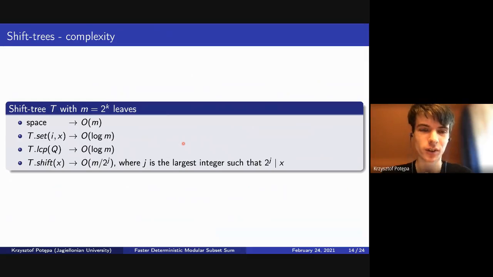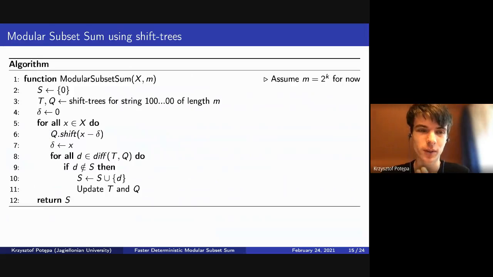So let's see how to use this data structure to solve modular subset sum. First, the generic algorithm. We keep two data structures, T and Q. Both are built for the characteristic vector of S. T stores just the characteristic vector of S, while Q stores some cyclic shift of this characteristic vector. More precisely, we'll keep the invariant that Q is always the characteristic vector of S shifted by delta to the right.